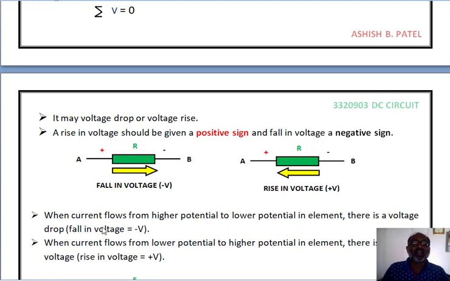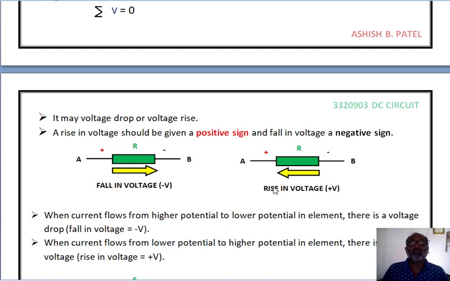At that time we consider that there is a voltage drop. That means when current flows from positive to negative, or higher to lower, we can say that there is a voltage drop across this resistance, and we take a minus sign, because already I told you a fall in voltage is represented by a minus sign. But if the current flows from B to A, that is totally reverse in comparison to this case.